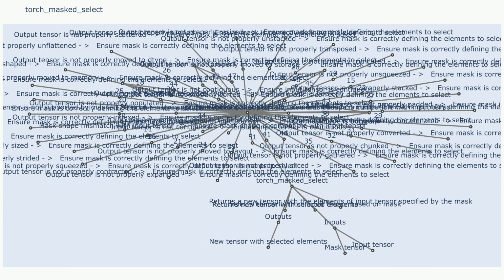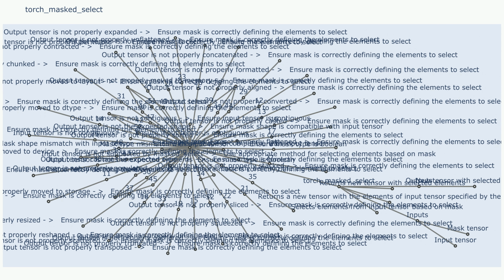Fixes to challenge 1. The shape of the mask tensor should be the same as the shape of the input tensor or be broadcastable to the input tensor. You can use the torch.broadcast_shapes function to check if the shapes are broadcastable.